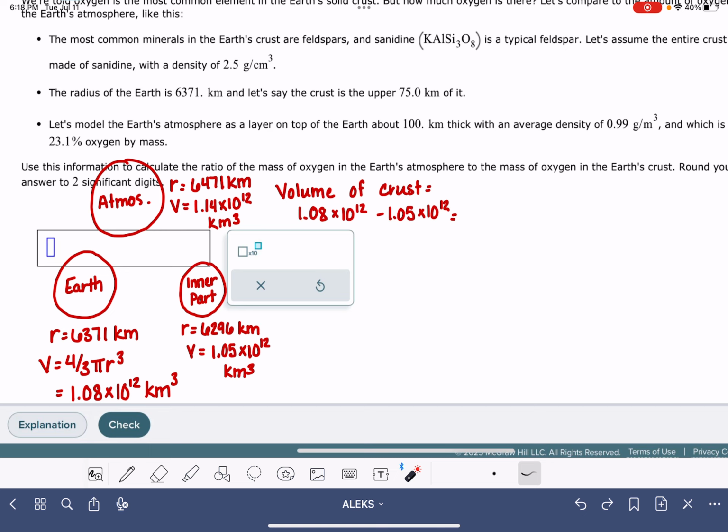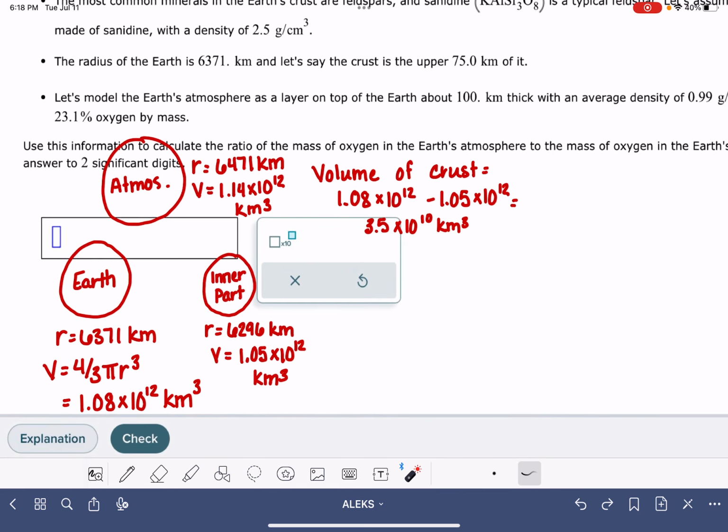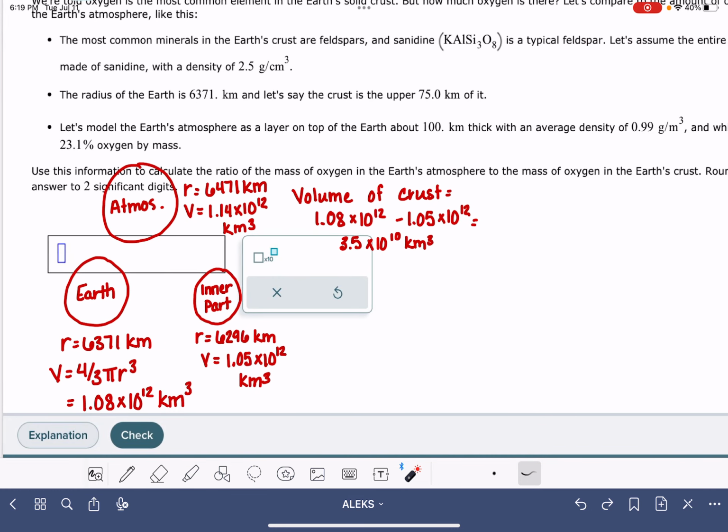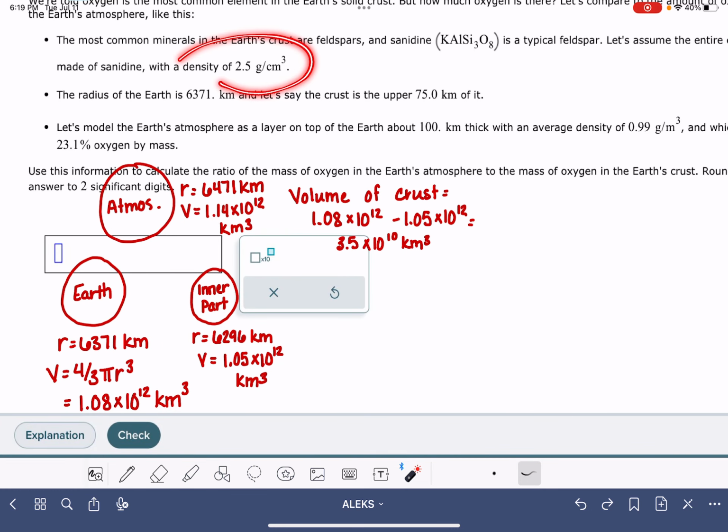So the volume of the crust is going to be the volume of the whole entire Earth minus the volume of just the inner part. And that is, for me, 3.5 times 10 to the 10 kilometers cubed. Now I can use the density. It's giving me the density of this compound in the crust, and I can use the density to calculate the mass of the crust.